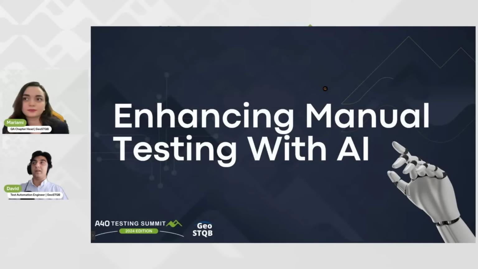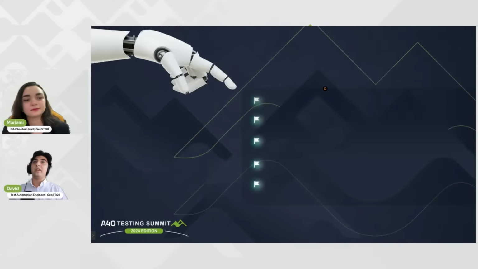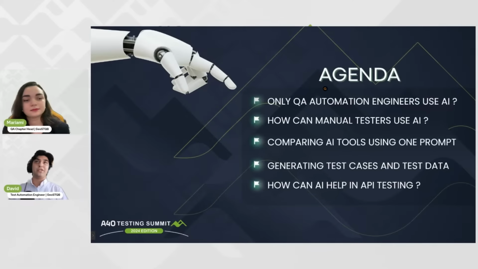As we said, the topic title is Enhancing Manual Testing with AI, but what exactly does that mean? First of all, let's look at our agenda. We are going to be talking about the main topic: can only automation engineers really use AI? How can manual testers use AI? We're going to be comparing AI tools using one prompt and see how different the results are for these two tools. Also, we're going to be generating some test cases and test data. And at the end, we're going to be talking about how AI can help in API testing as well.